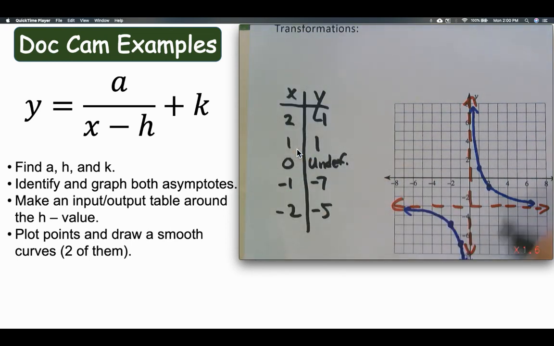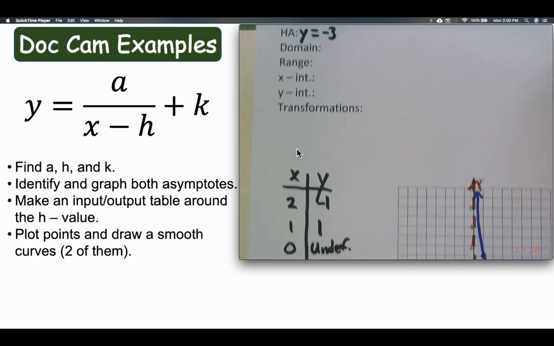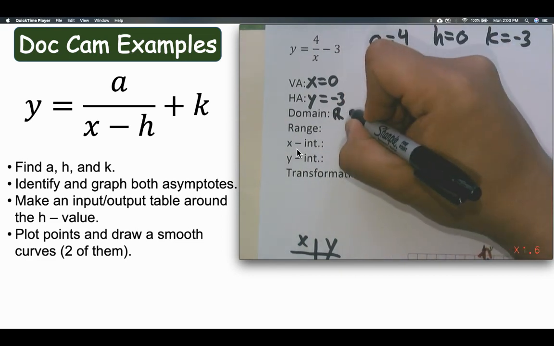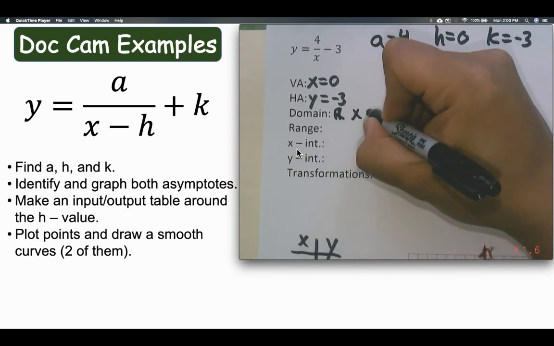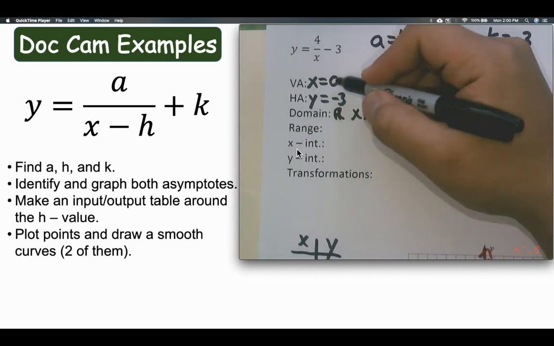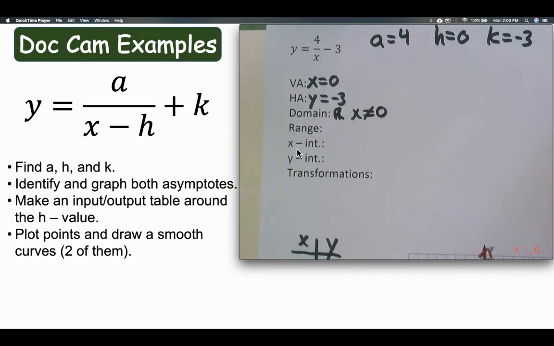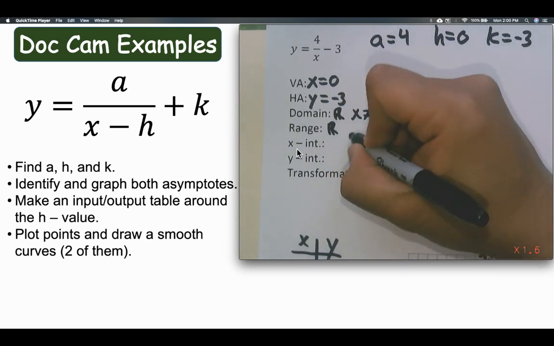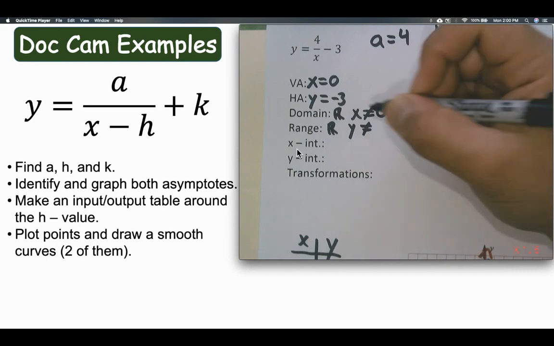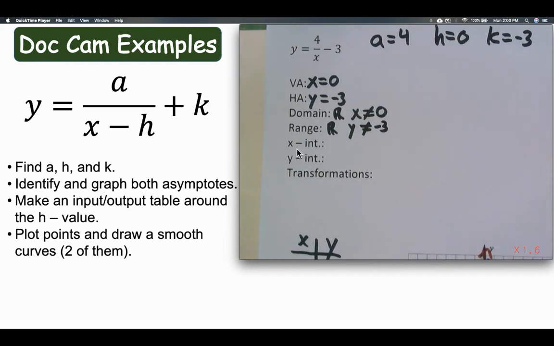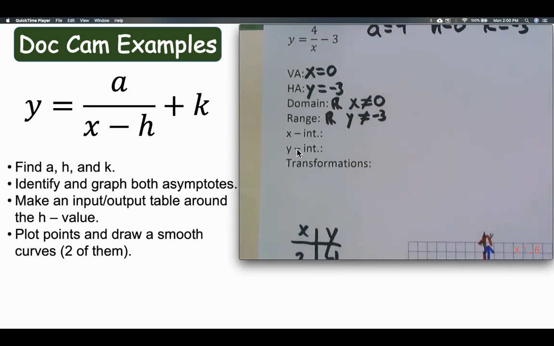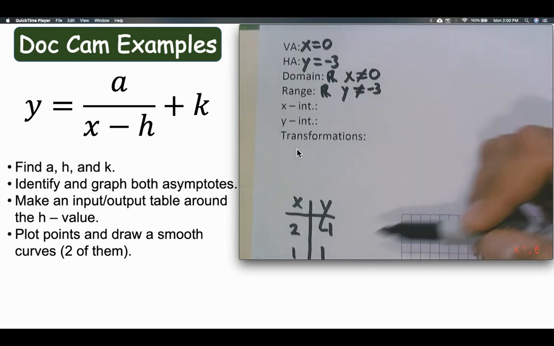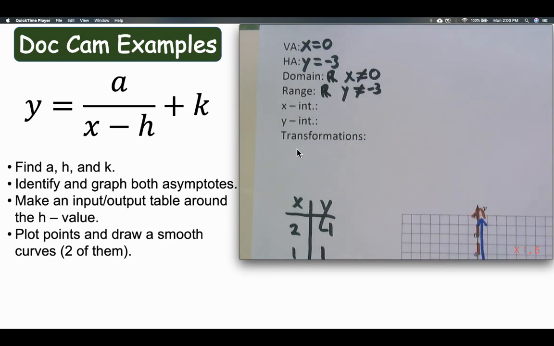Now I gotta identify all these other pieces up here. My domain is all real numbers. And instead of putting except, you can say x cannot be 0. So all real numbers, but x can't be 0. Range can be any number you want, except y cannot be -3. Again, there's different notations out there, and that's probably horrible for me to be doing that, but it's fine. Okay, so x-intercept.